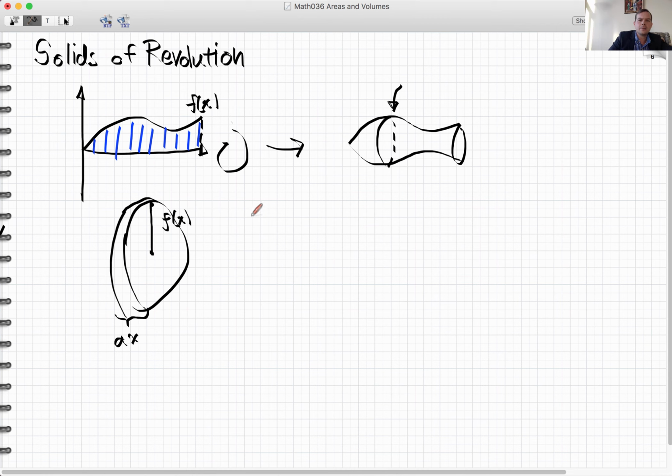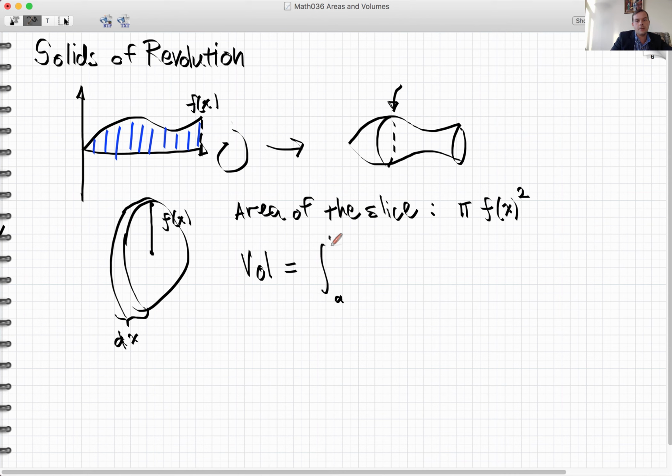And so what's the area? Well, the area of the slice in this case is the area of the circle. So that's going to be exactly pi times the radius squared, but the radius in this instance is simply the function. And so now we integrate to obtain the volume. So the volume of the solid of revolution is going to be equal to the integral from a to b, which define the limits, pi f of x squared dx.